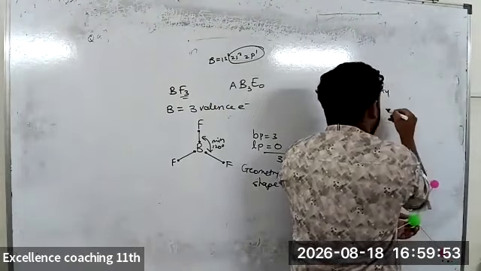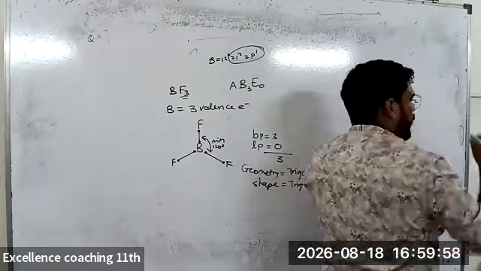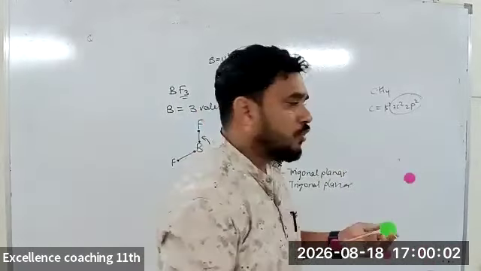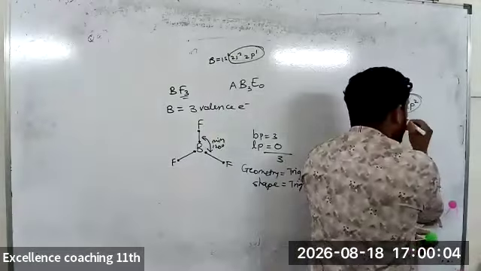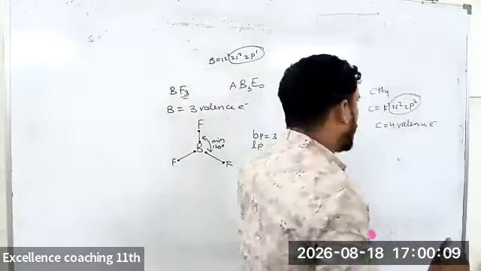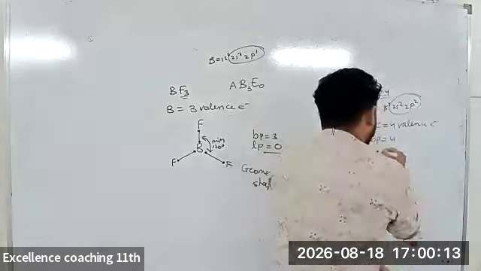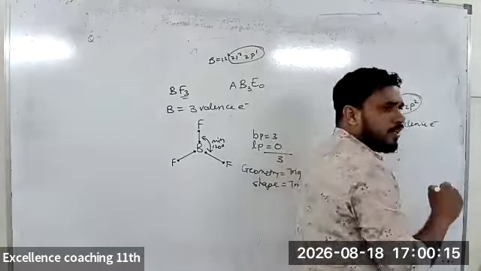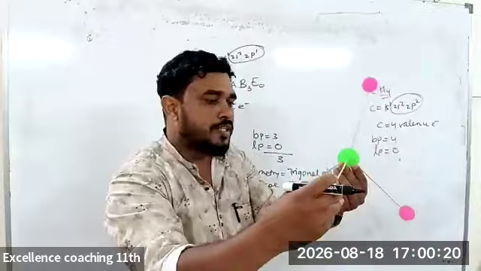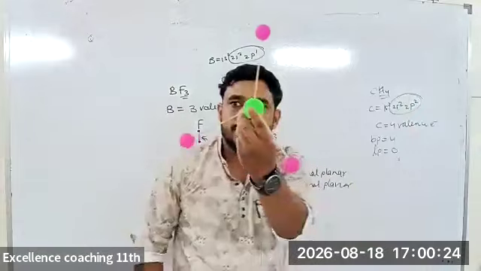CH4. What is the electron configuration? 1s2, 2s2, 2p2. In the outermost shell, how many electrons are there? 4. So carbon has 4 valence electrons. How many bond pairs will it make? Since there are 4 hydrogens, the bond pairs will be 4. Will there be any lone pair? No. All 4 electrons will be used by hydrogen to make bond pairs: first hydrogen, second, third, and fourth hydrogen. Are you getting this?